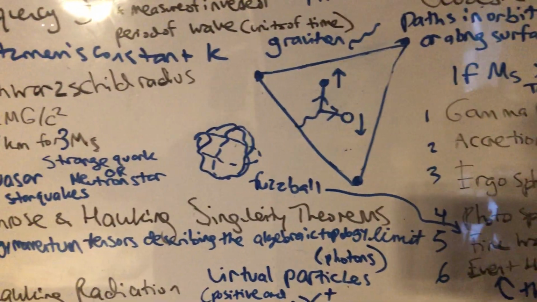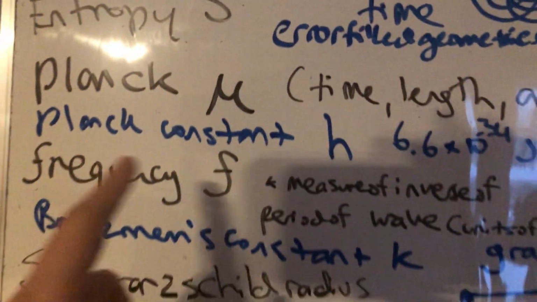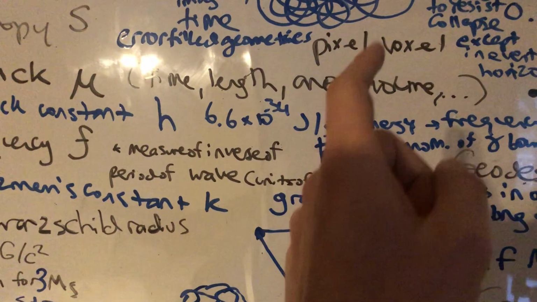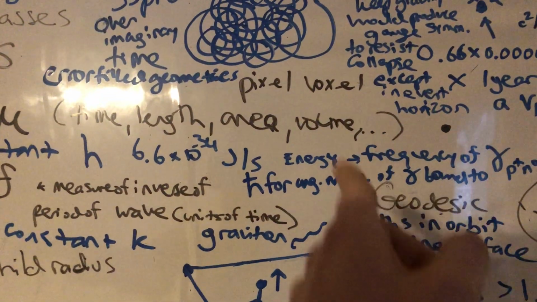So let's go back a little bit. Photons are described by this letter gamma, solar mass, entropy by S. This just means like Planck, so it could be a Planck time, Planck length, area, volume. Areas are like pixels, voxels are like volume.